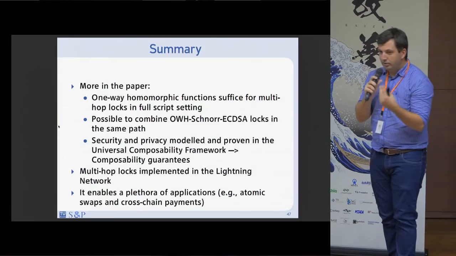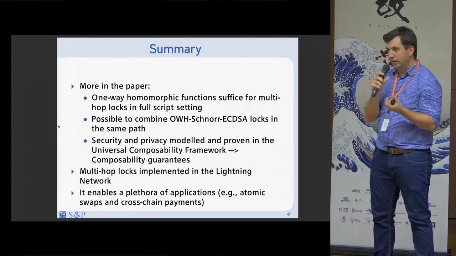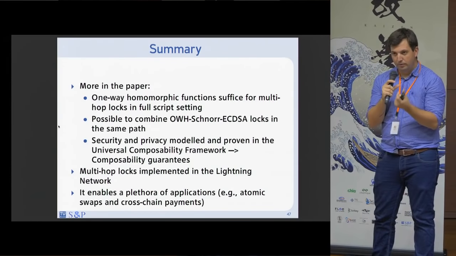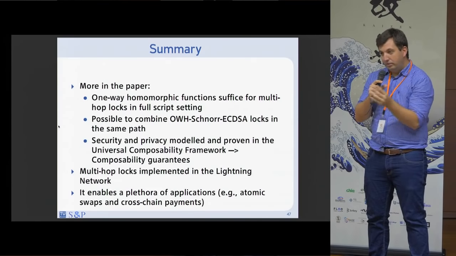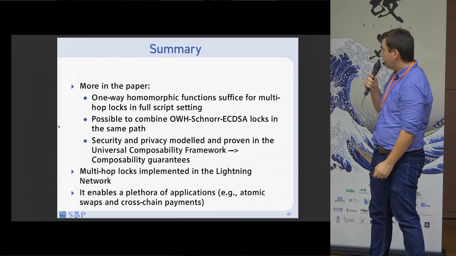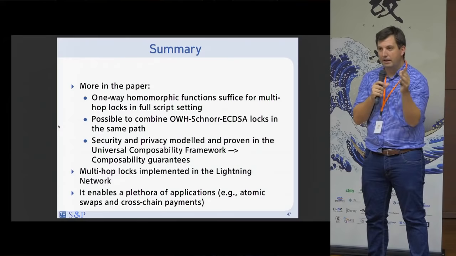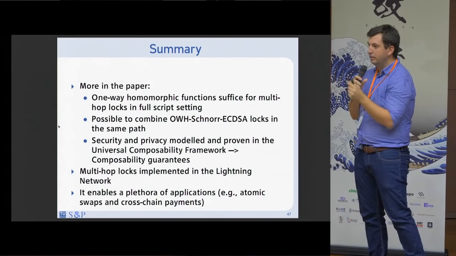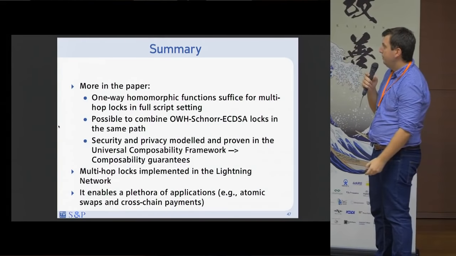Basically, we show other constructions that not only use ECDSA or Schnorr, but also we show that having what is called a one-way homomorphic function suffices to build any construction for multi-hop locks that have security and privacy, as we saw here. We show that it's possible to combine these locks. So it could be a path that has ECDSA, the next lock is Schnorr, the next lock is these one-way functions, and still the payment goes through with security and privacy.